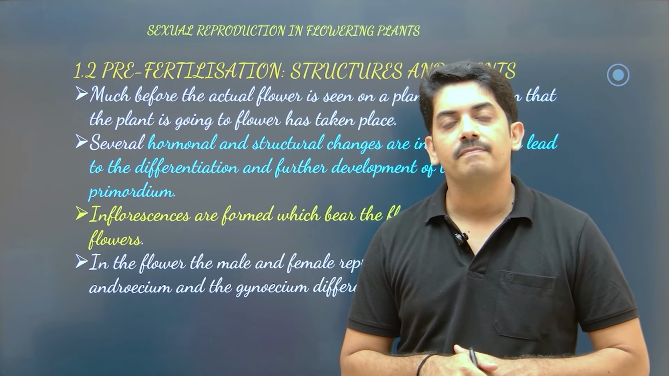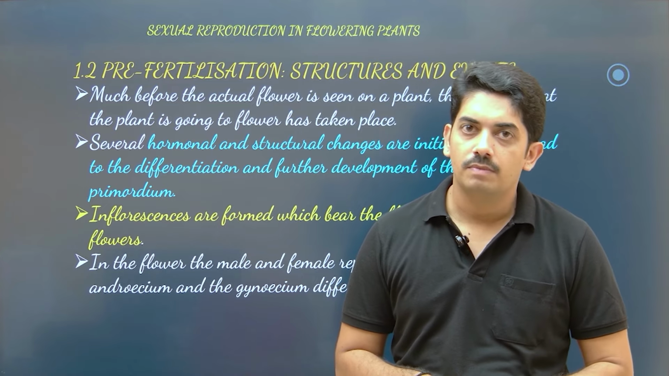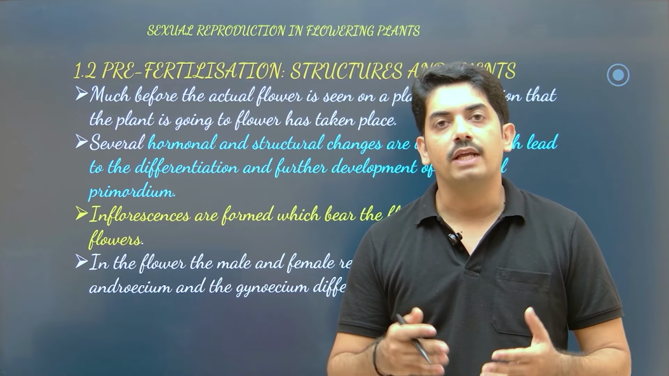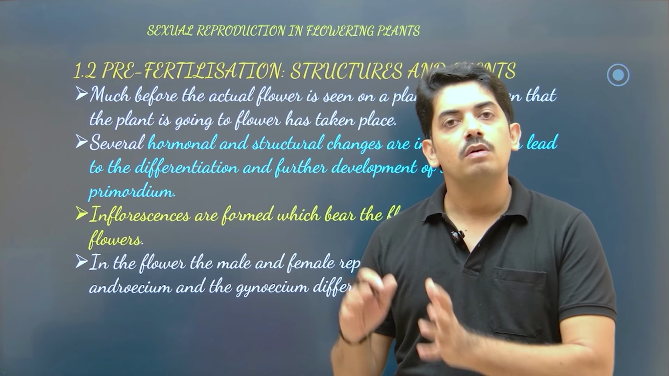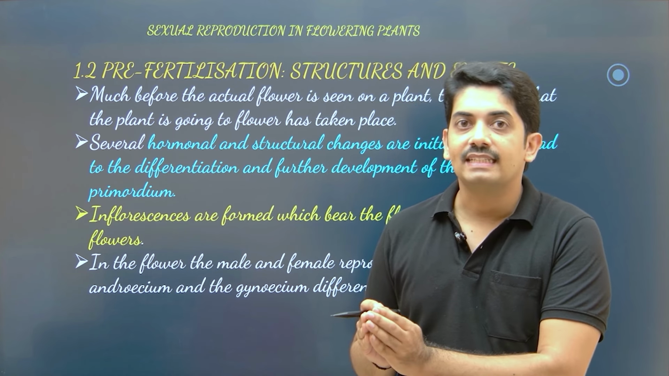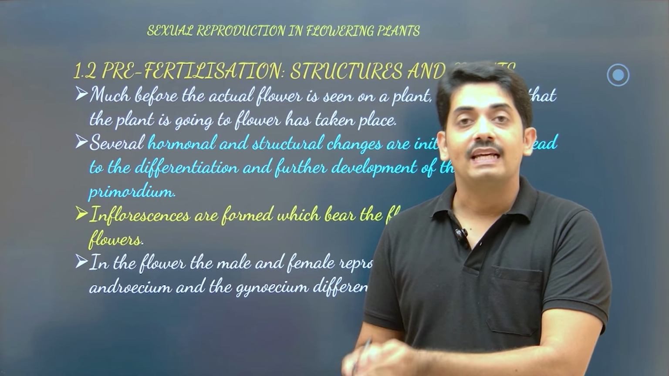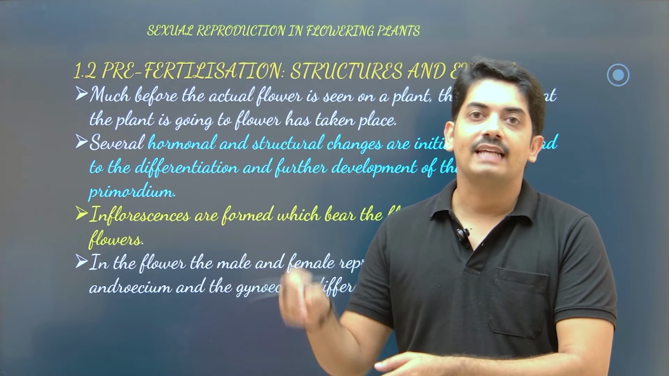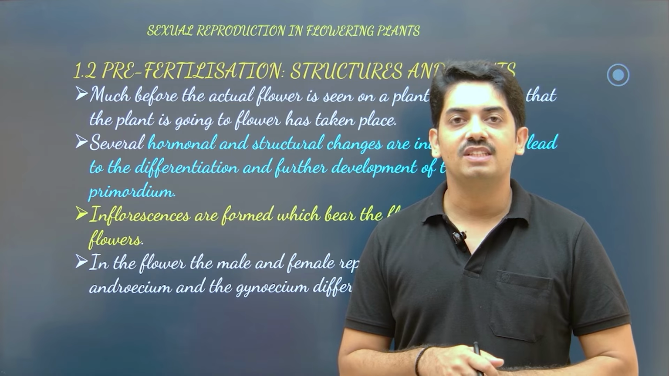Post-fertilization in the sense, what happens after fertilization? Zygote is formed. What happens to zygote? Zygote develops into embryo. What happens to embryo? Embryo is present in the seeds. That means seed is nothing but what? It is the fertilized ovule. Where are these seeds present? Inside the fruit. Then what is fruit? Fruit is nothing but the fertilized ovary.